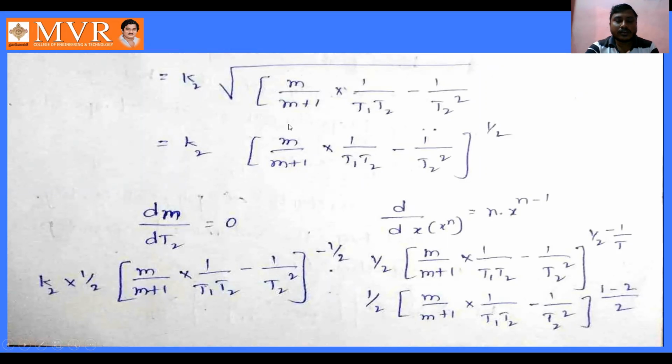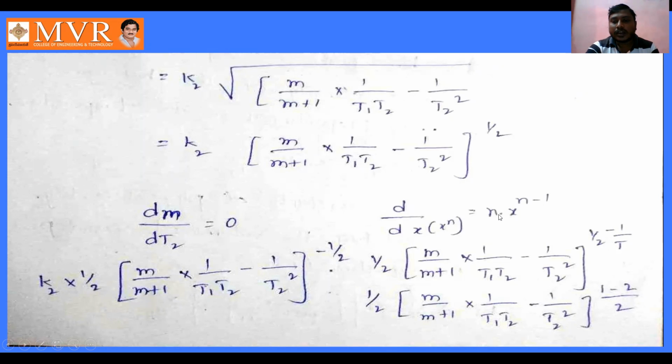Hence we are differentiating this m value with respect to t2, dm by dt2 is equal to 0. When we observe this equation, it is in the form of x power n. Differentiation of x power n, d by dx of x power n, is nothing but n into x to the power of n minus 1.